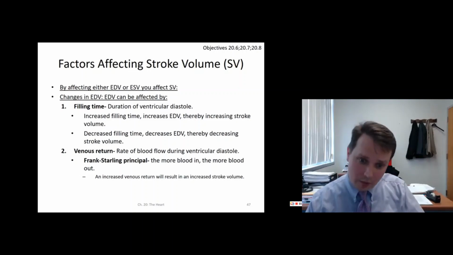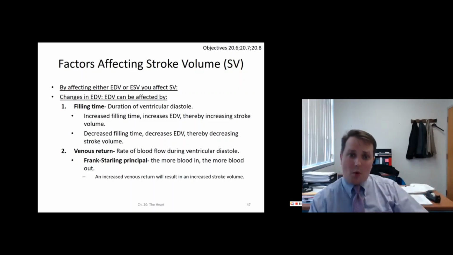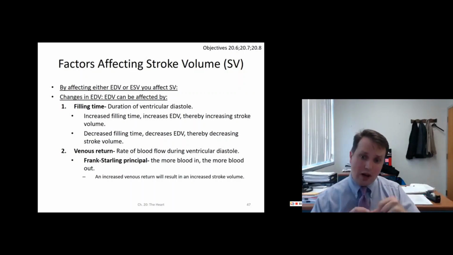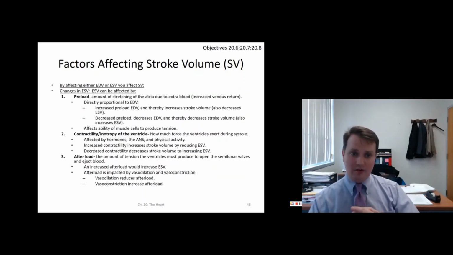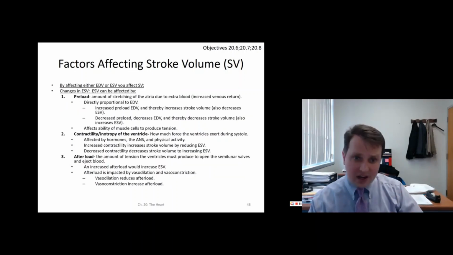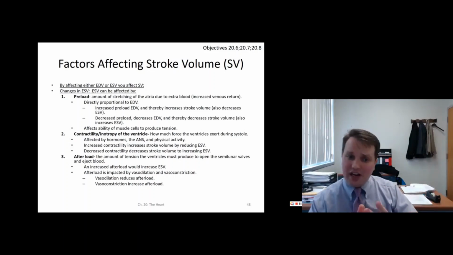Okay, so we want to help you guys understand. If more water comes into a pump, the pump has to pump more water out. More blood comes into the heart, the heart has to pump more blood out. More blood in, more blood out. Okay, Frank-Starling Principle. Now, to affect ESV, these three things affect ESV. What is it? Preload, contractility, and afterload.